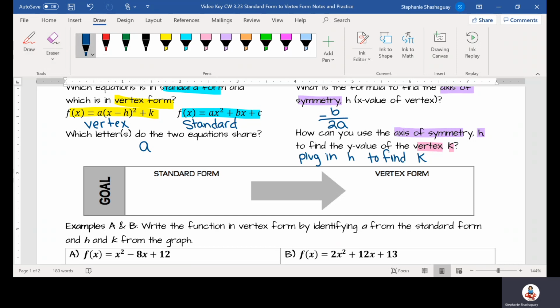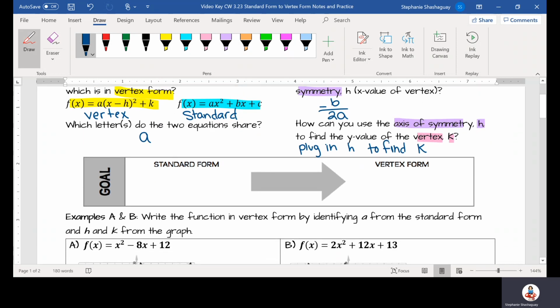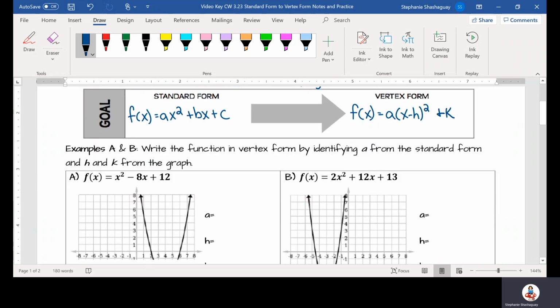So what's our goal here? Our goal is to take an equation from standard form, which is f of x equals ax squared plus bx plus c, and to be able to rewrite that equation in vertex form, which is f of x equals a times x minus h squared plus k. So that's our goal.